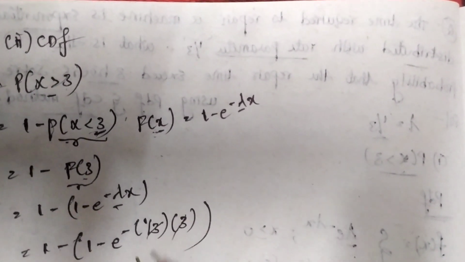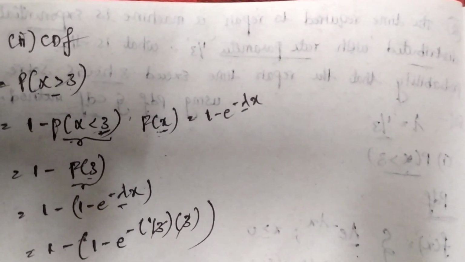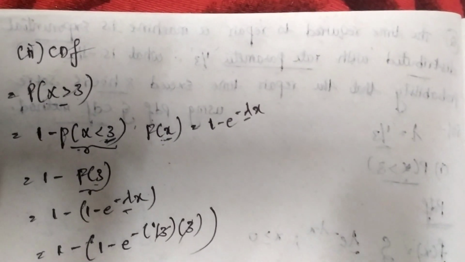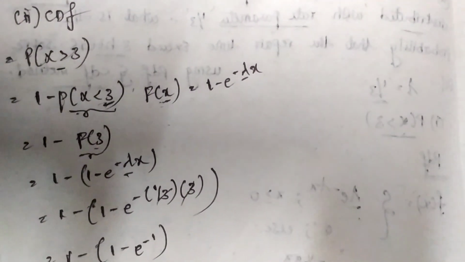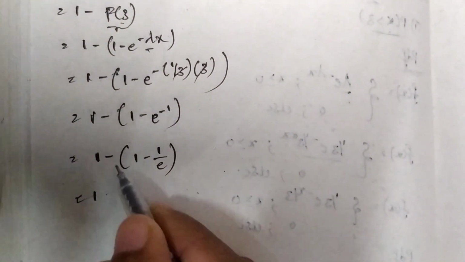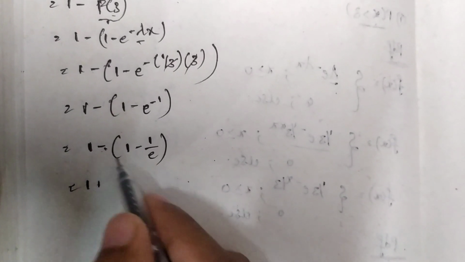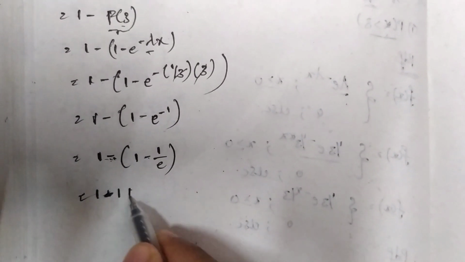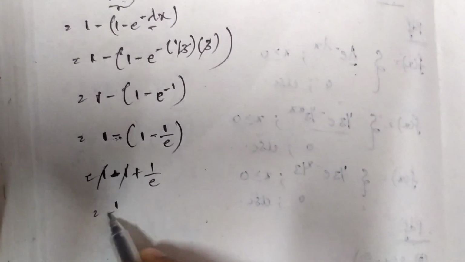Here the 3 cancels, and we get 1 minus of minus 1, that is 1 minus e power minus 1. We get 1 minus 1 by e. Here, 1 minus into minus is what? Minus into 1 minus 1, and minus into minus gives plus 1 by e. Here the plus 1 and minus 1 cancel, and we get 1 by e.